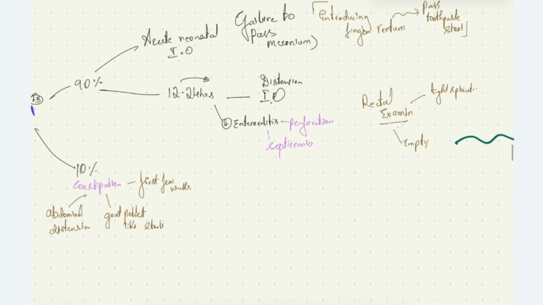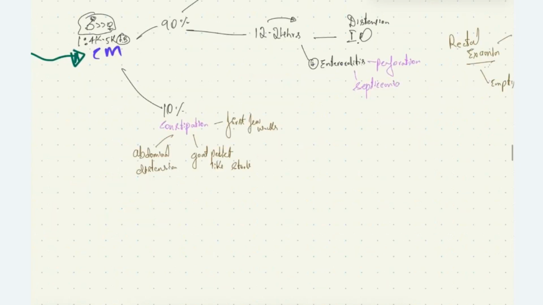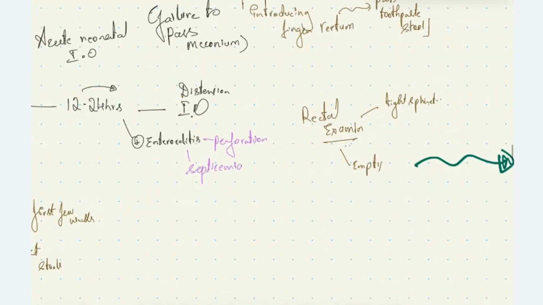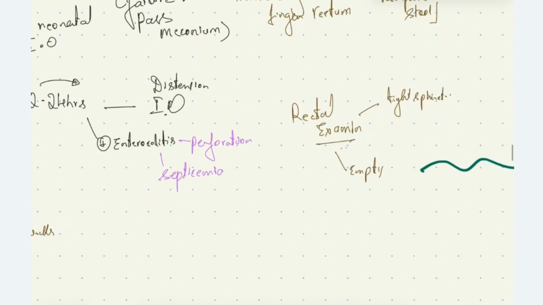Within 12 to 24 hours following birth, the patient will have features of intestinal obstruction like distension, and if they have associated enterocolitis, they can have features of perforation and septicemia. This is the usual manifestation in 90% of patients, and on rectal examination, they will have a tight sphincter.